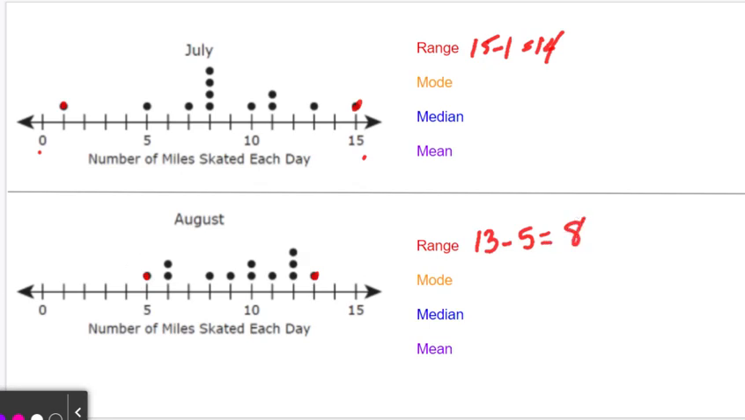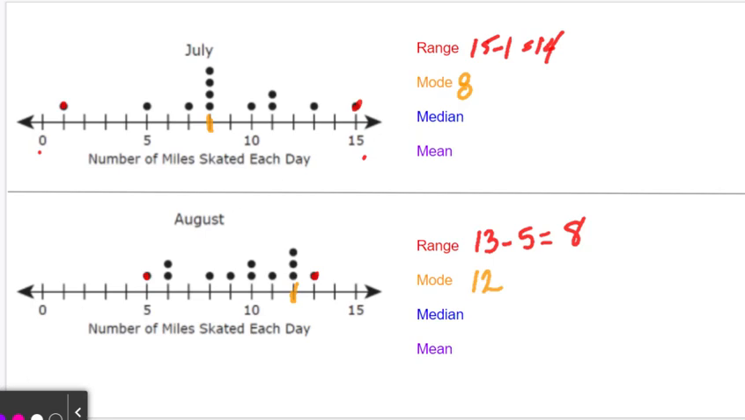Now we're going to find the mode. That's whatever comes up the most often, and that's going to be the highest stack of dots in this case. When we look at July, this one right here is our most. So 5, 6, 7, 8. 8 is our mode for this one. Then when we come down to August, this one's the highest, not by much, but it's there. So 10, 11, 12 is our mode here.